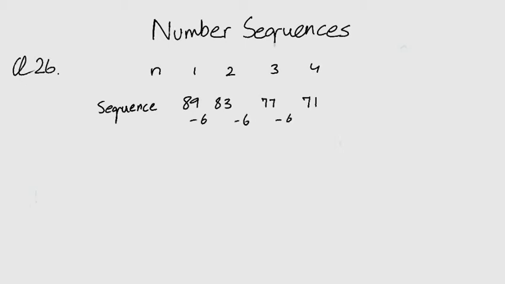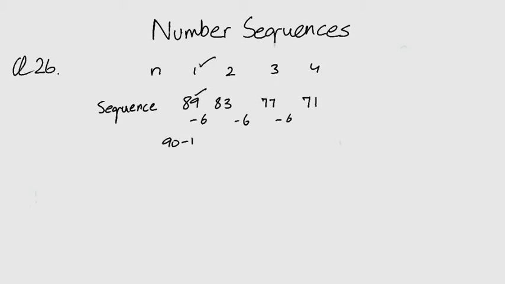Notice that the next term can be obtained by simply subtracting 6 from it. But our task is to find the value of the sequence in terms of its corresponding index. So 89 has to be related to 1, 83 has to be related to 2, 77 to 3 and so on. This is our task. Now, notice that 89 can be written as 90 minus 1. This is the most obvious relationship between the sequence and the index.